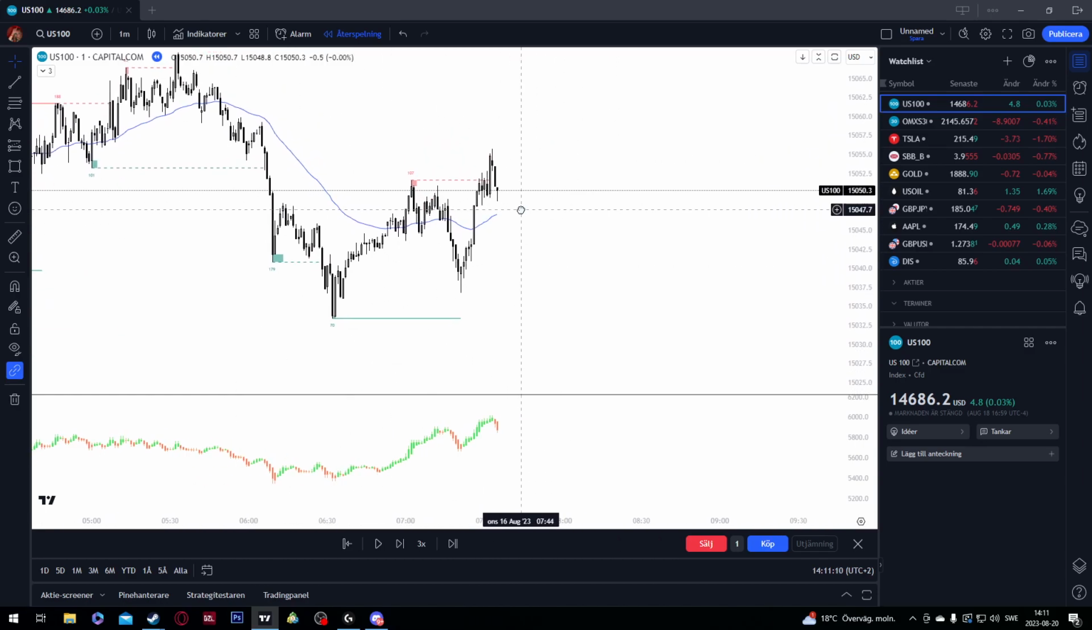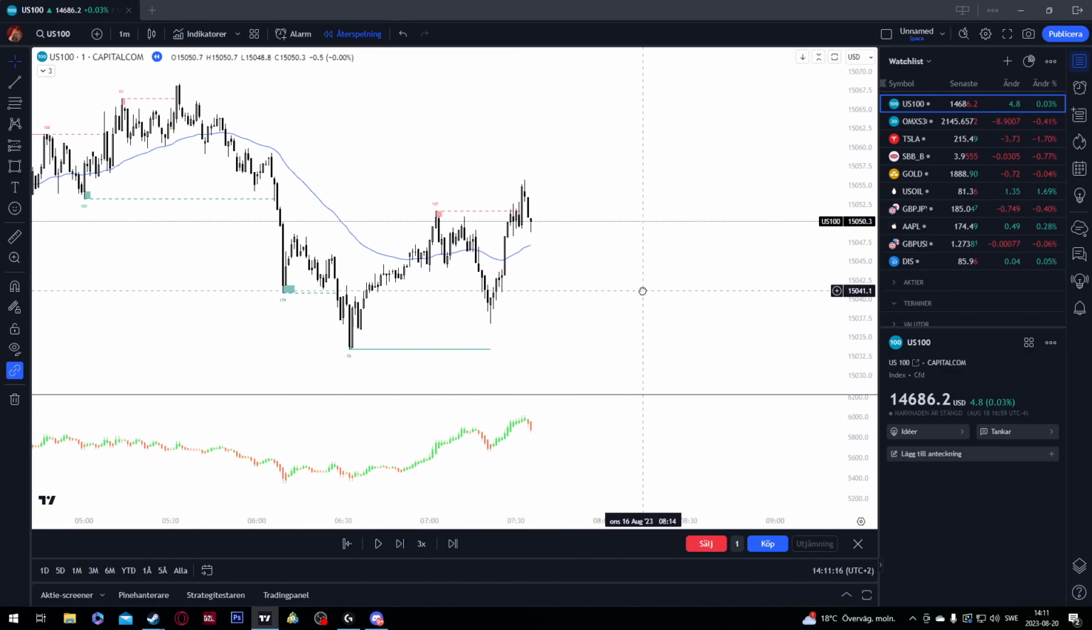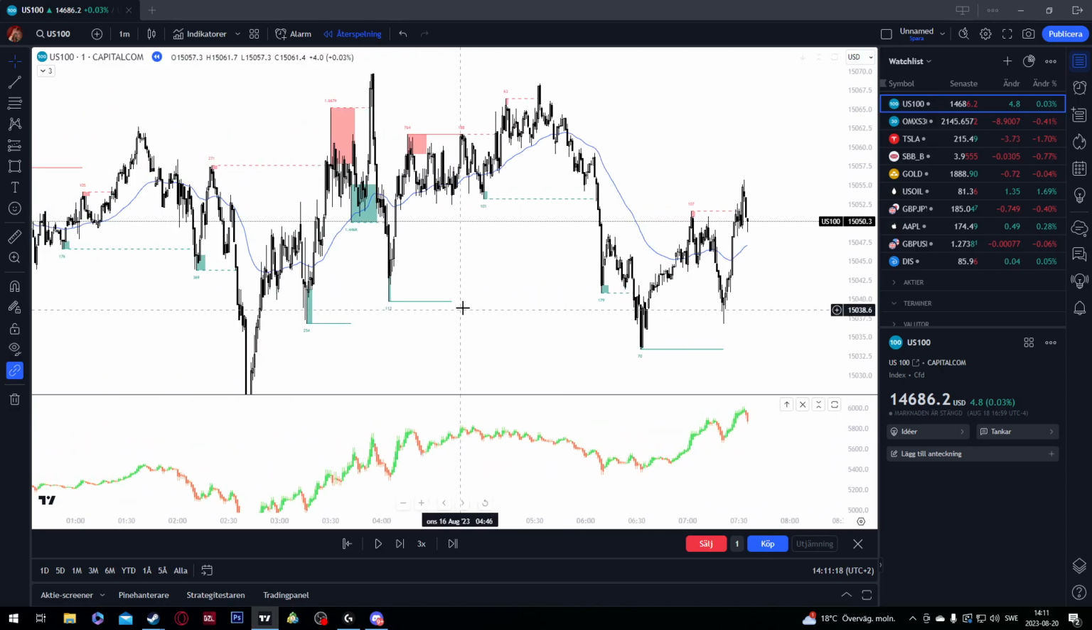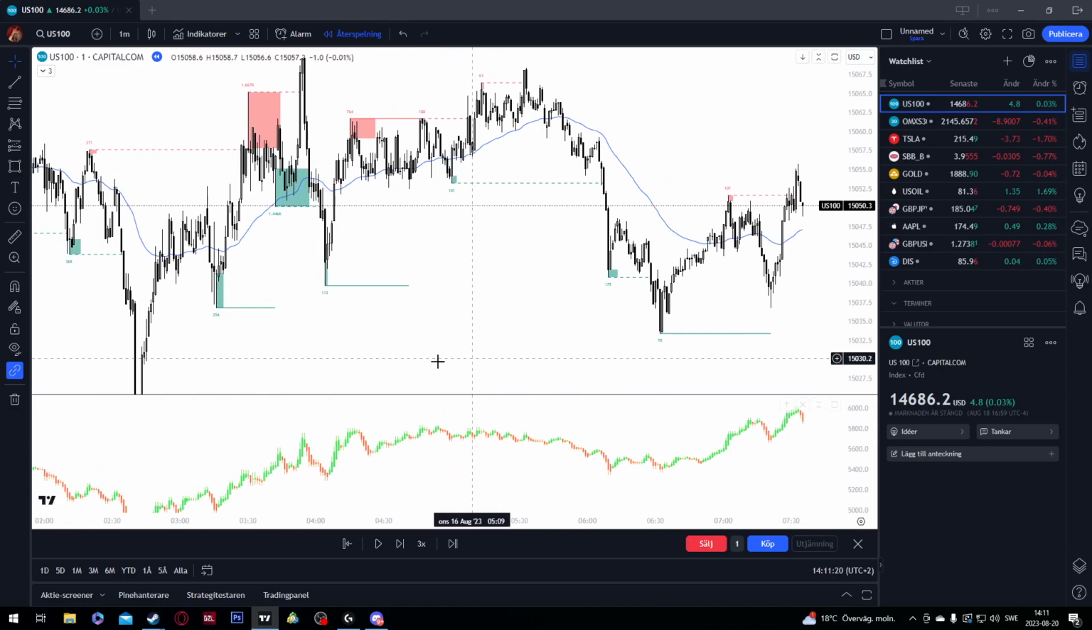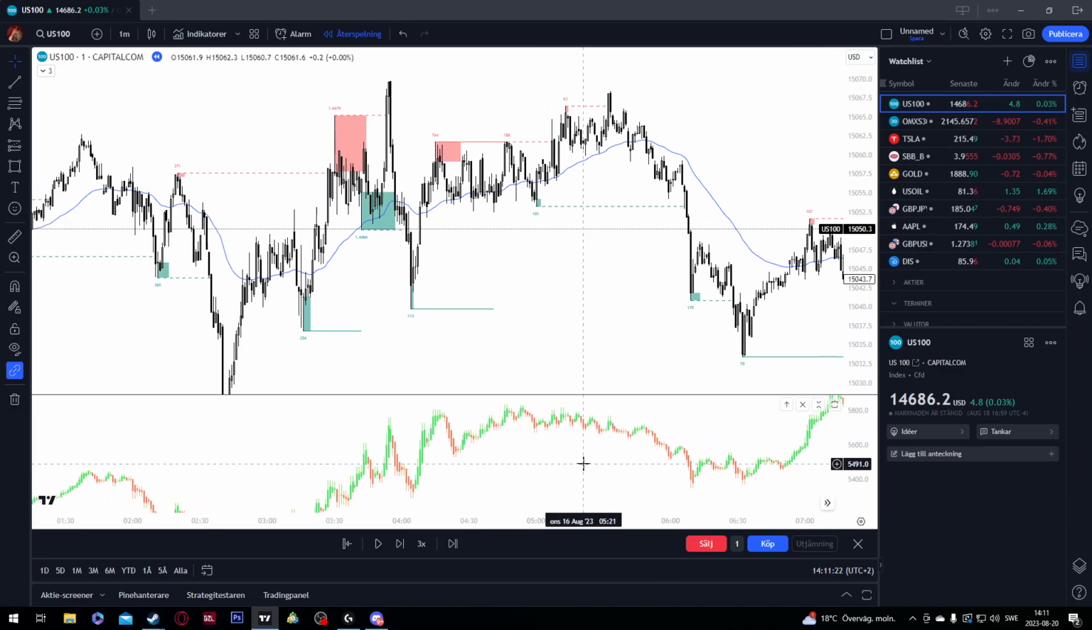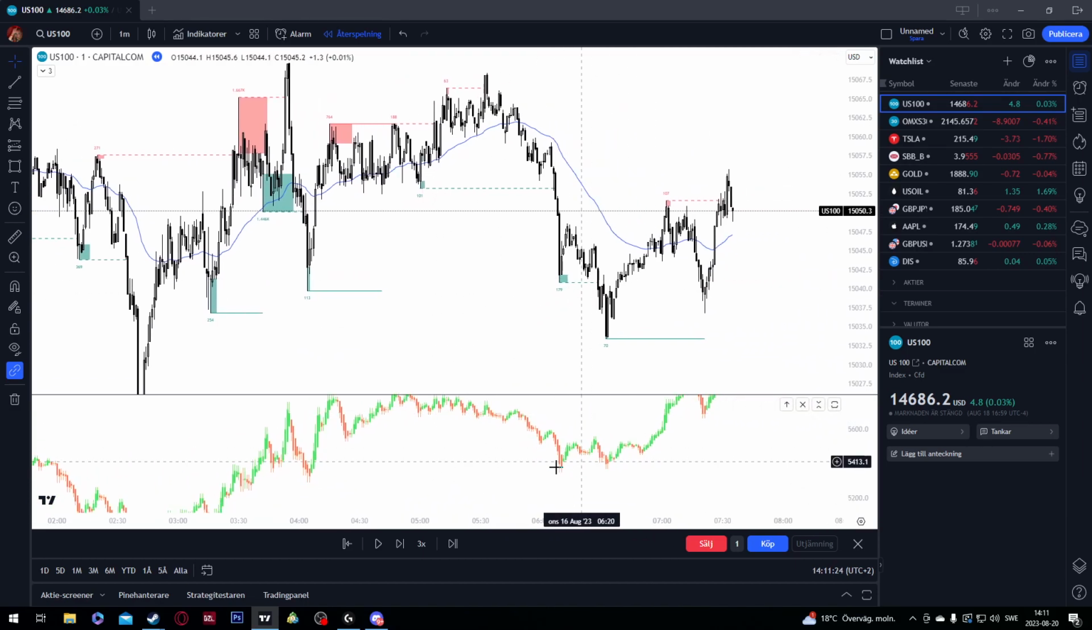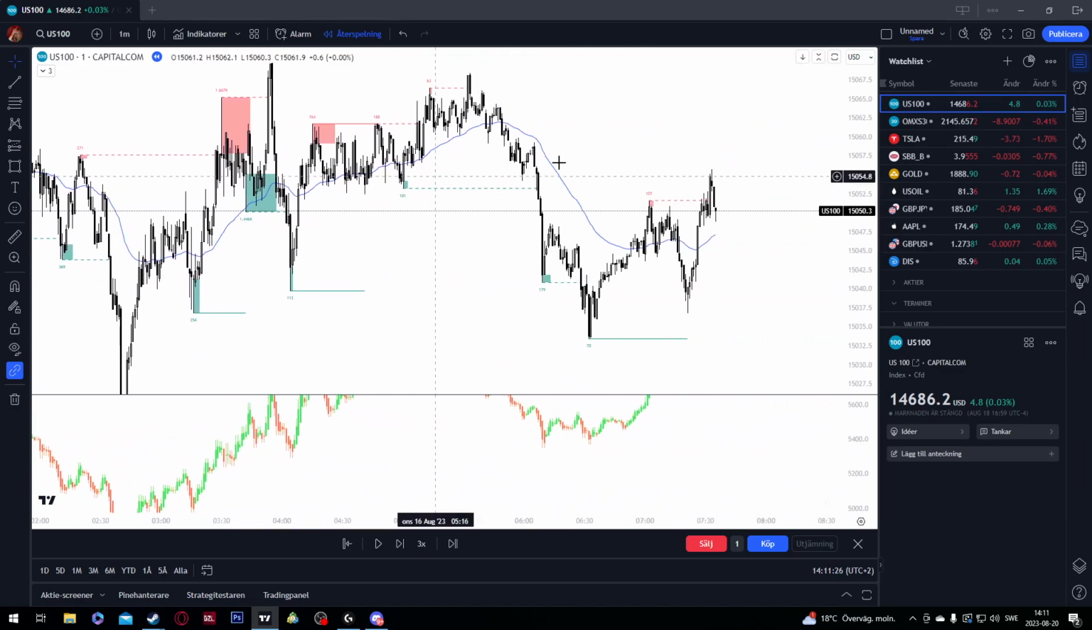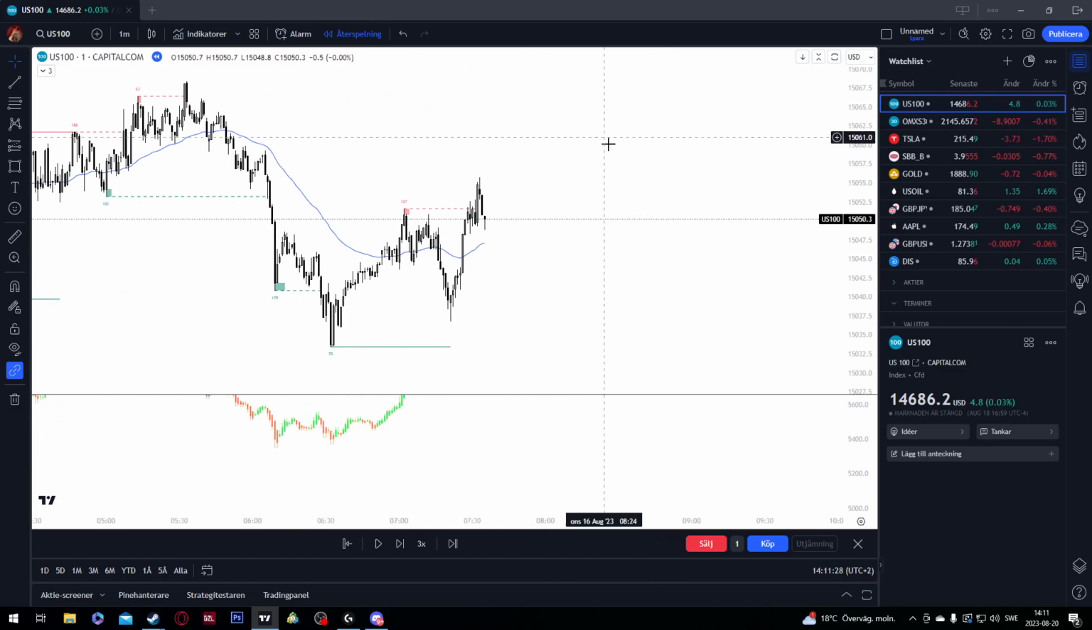But yeah, that's pretty much how you use this. It's fairly easy to understand. You just have to backtest it a lot, get the hang of it, because sometimes nothing's 100%, but the more you're familiar with it, the easier it gets. But yeah, that's pretty much it.